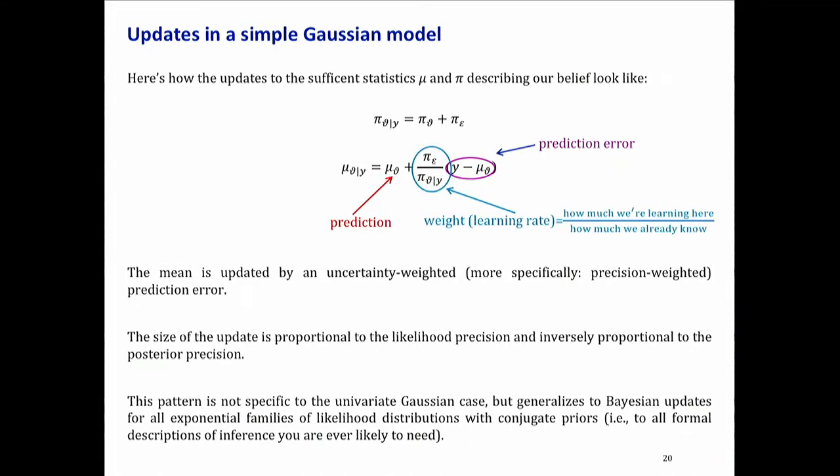So you have a prediction, you have a prediction error, and you have a weight. And this weight you can interpret as a learning rate. And this makes sense on top of being correct and mathematically derived. It's also interpretable, which is a very nice feature, because how much we're learning works in favor of the prediction error, and how much we already know is in the denominator, so it works against the prediction error. The more we already know, the less weight the prediction error has. The more precise our observation is, the more the prediction error counts. Yes?